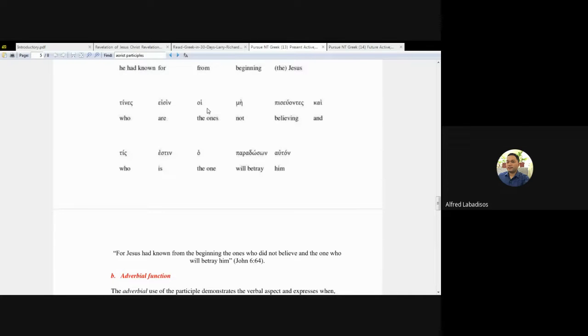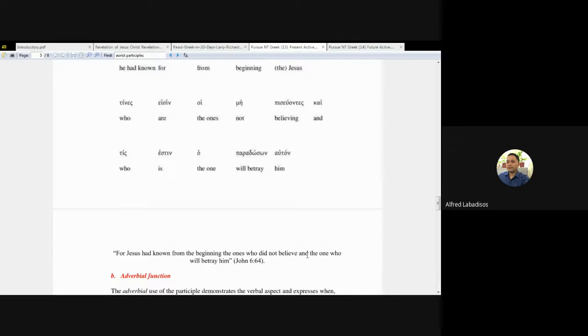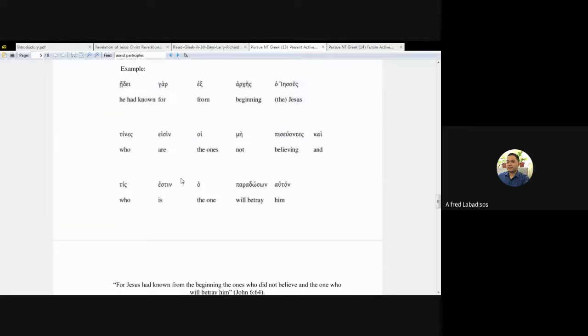For Jesus had known from the beginning the ones who did not believe and the one who will betray him. Okay? For Jesus had known from the beginning the ones who did not believe and the one who will betray him. So it means that the action of the participle is subsequent.